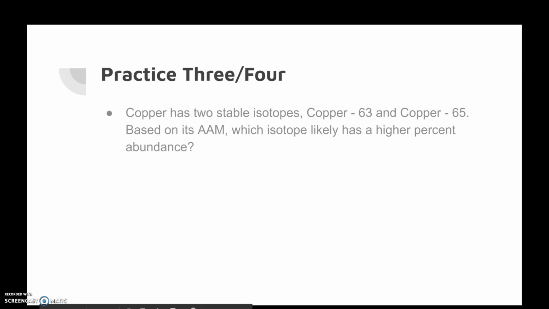Practice 3 and 4. Copper has two stable isotopes, copper-63 and copper-65. Based on its AAM, which isotope likely has a higher percent abundance? For this, you will need to check the periodic table, or you may check the resource we went over, ptable.com, for copper.